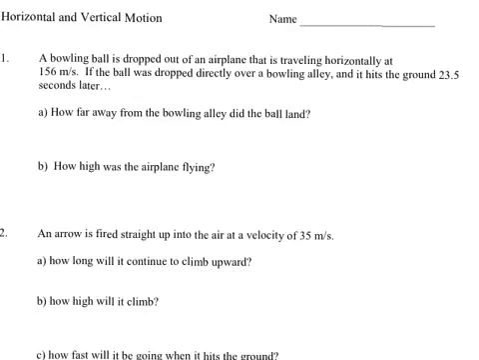Okay, I think one of the best ways of doing these problems is to draw yourself a little picture. So here you go. Here goes Eric. I've got a bowling ball dropped out of an airplane. So let's see. Here's my airplane. That's a great airplane. And let's see how fast it's traveling. 156 meters per second this way. Alright, that's a terrible arrow.